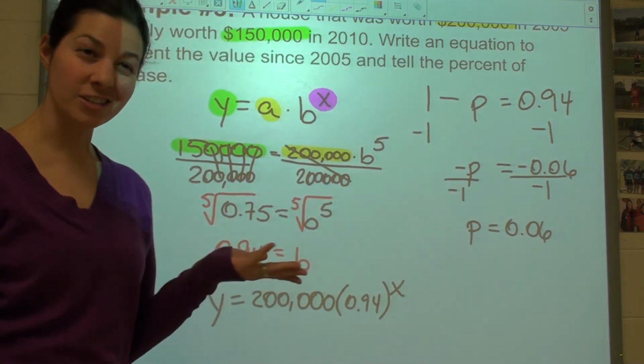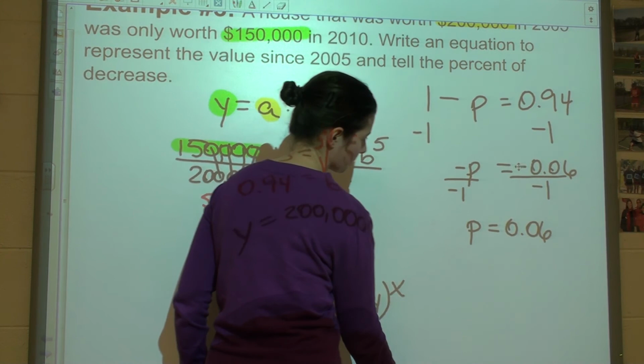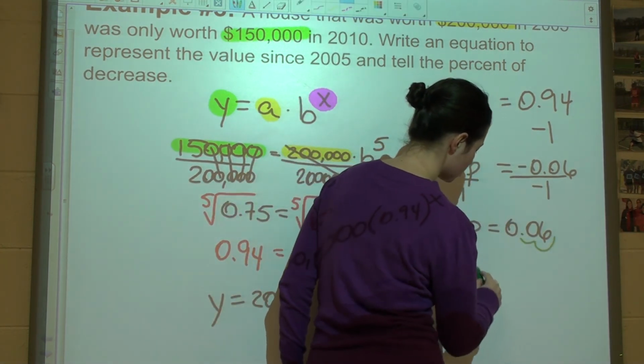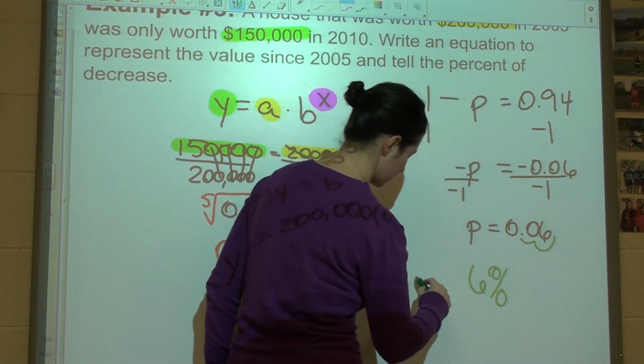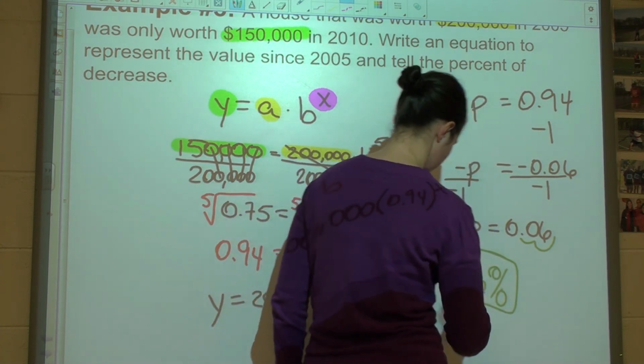That's not a percentage, that's just a decimal. So in order to make a percentage, I'm going to move that decimal place over 2 points. So it's actually decreasing by 6% is the rate of decrease.